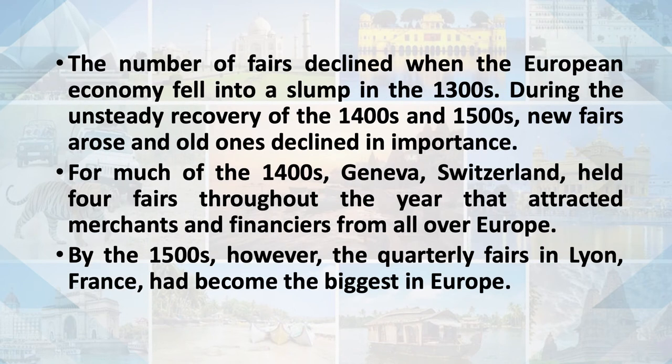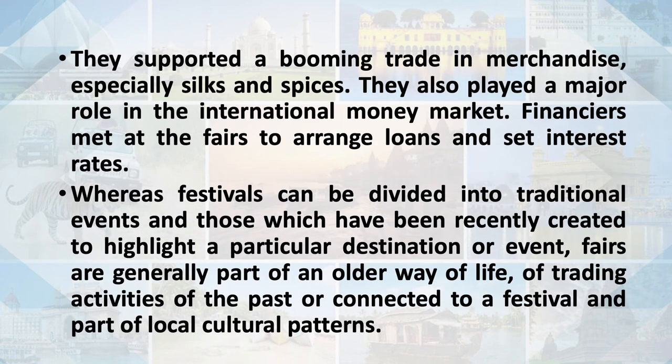The number of fairs declined when the European economy fell into a slump in the 1300s. During the unsteady recovery of the 1400s and 1500s, new fairs arose and old ones declined in importance. For much of the 1400s, Geneva, Switzerland held four fairs throughout the year that attracted merchants and financiers from all over Europe. By the 1500s, however, the quarterly fairs in Lyon, France had become the biggest in Europe. They supported a booming trade in merchandise, especially silks and spices. They also played a major role in the international money markets. Financiers met at the fairs to arrange loans and set interest rates.